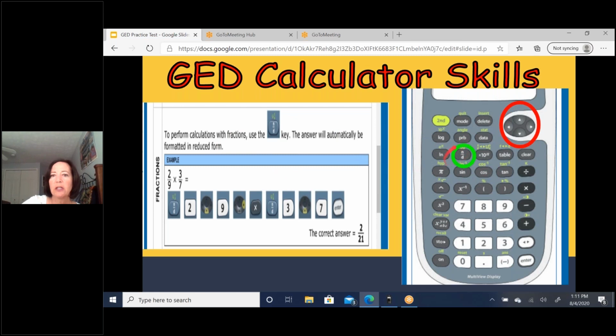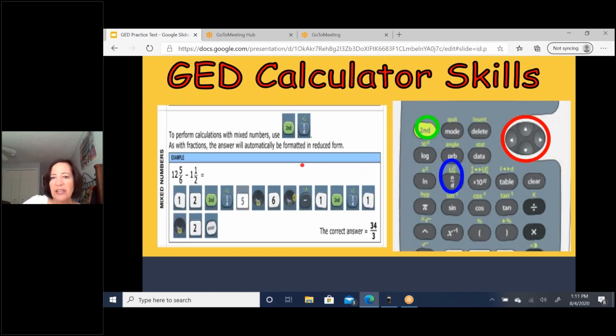Fractions, this button we already talked about. You press that button as they're showing you, and then you input the 2 in the screen, and then you arrow down to get to the bottom part of the fraction, and you put in the 9, and that's how you would put in 2/9.